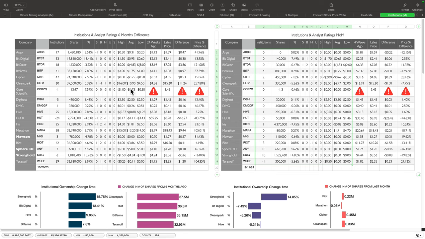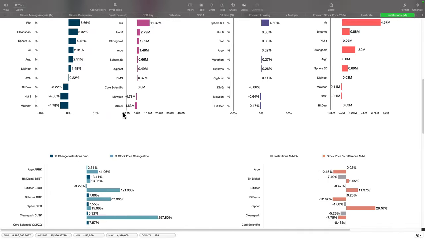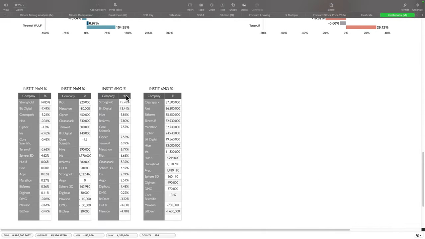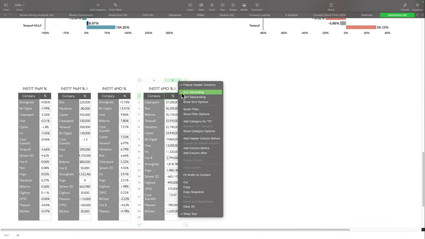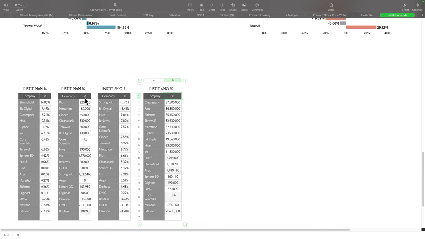We have the most recent data here. So here's what we got. Let me see, do I have this all correct? Down here, month over month, let's do this. Sort descending, month over month. Sort descending. There we go.